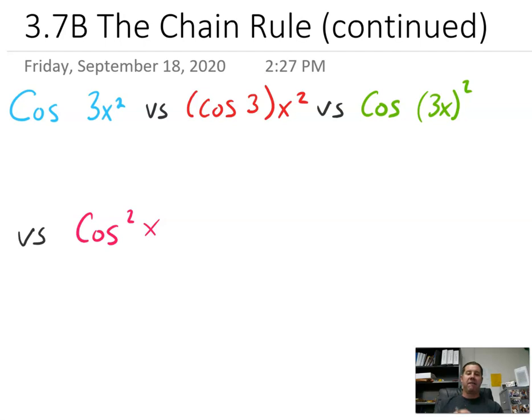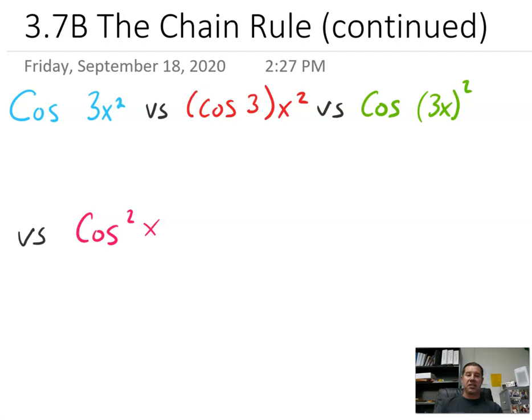Yesterday we kind of got into it a little bit and started to really look at our inside versus outside functions, what that u should be. So when I take the derivative of something, I take it with respect to u and then times u prime. Today we're going to get into it some more, go a bit deeper, and get a little crazier.